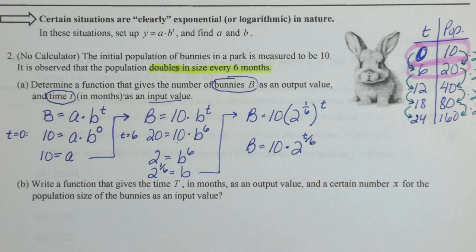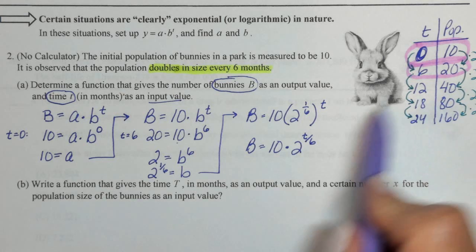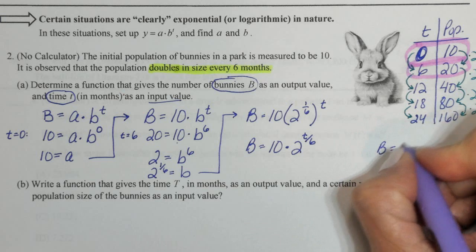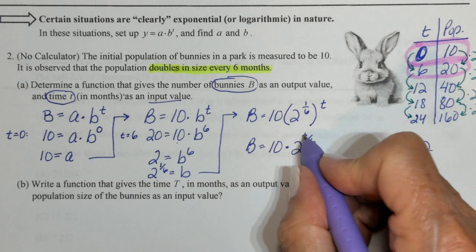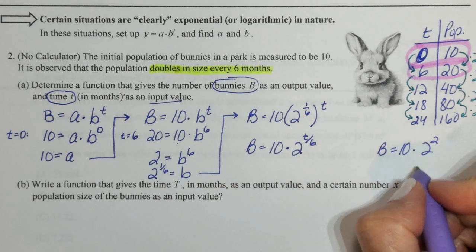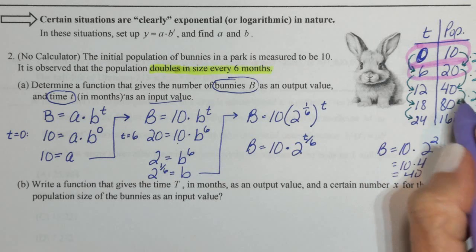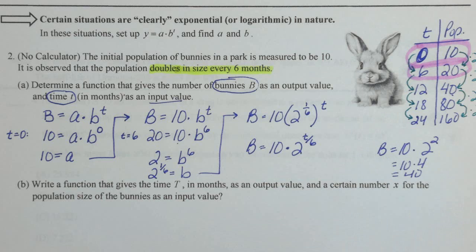And this will work, and you can always see if it works. If I put in 12 for t, I would have the population equal to 10 times 2 to the 12 over 6, which is 2 squared, which is 4. That gives me 40, and that's what I know it has to be. You can always check your answers on these.